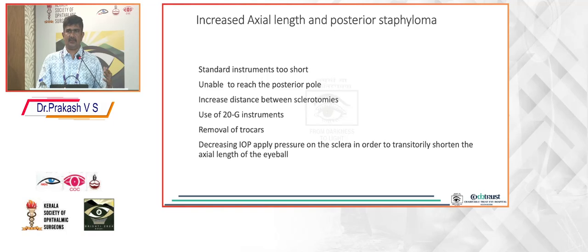Initially we used to use 20 gauge instruments because they are stouter and also longer, so we could easily access the posterior pole. If you want to use small gauge instruments, remove the trocar so that you get an additional 0.5 or 1 millimeter of extra length. Another thing is to reduce the IOP of the globe and press with the finger while the surgeon is operating. The surgeon presses on the globe through the active instrument so that the sclera goes down and you can reach the posterior pole.